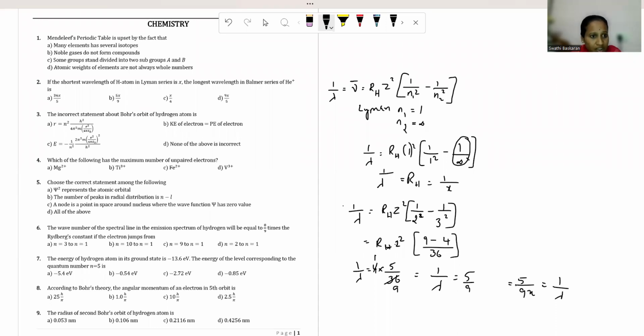Now what are they asking? They are asking in terms of lambda. So the lambda value will be equal to 9X by 5. Okay. So which option is correct, students?